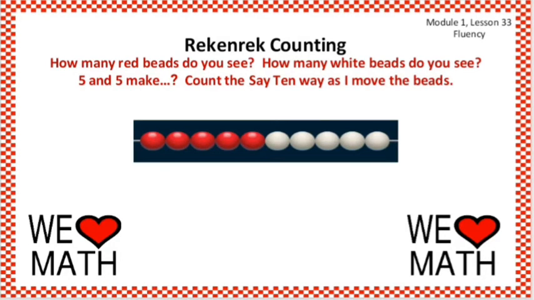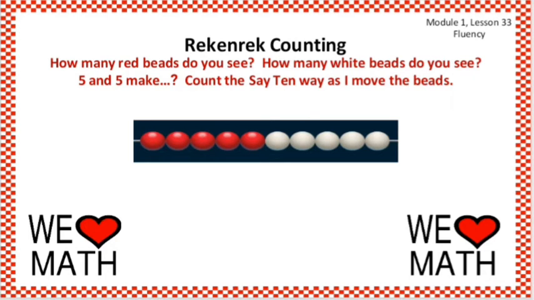Now we're going to begin with our recurrent counting. How many red beads do you see? How many white beads do you see? You can see 5 red beads and 5 white beads. So that means 5 and 5 make what? How many altogether? Make 10.